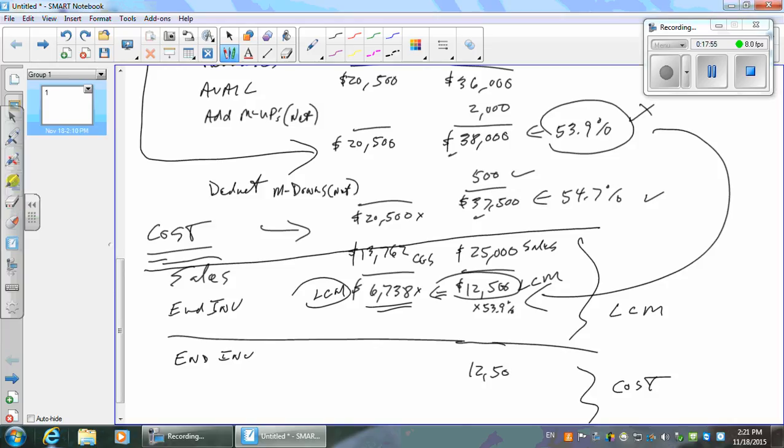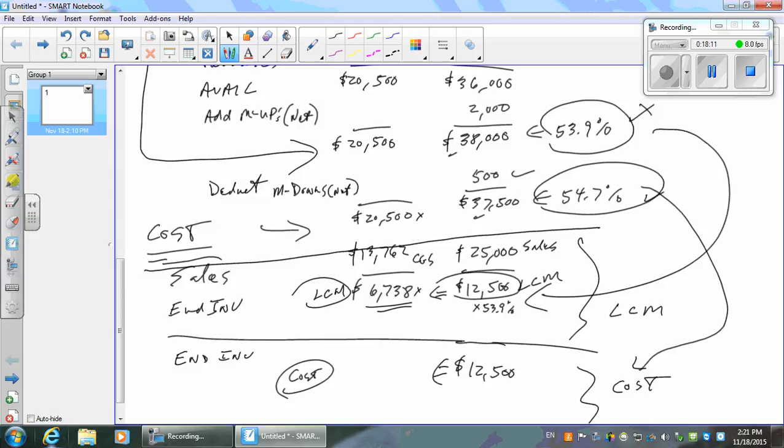At retail, it's the same. It's just going to be different when we calculate its cost, right? So now let's do this on the cost method. It's 54.7, isn't it? So I'm going to use that ratio now. So it's 12.5 cost to retail ratio times 0.547. How much is that? 6,837. 6,838.